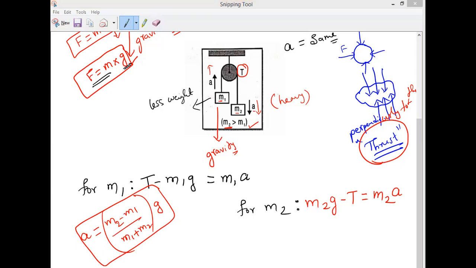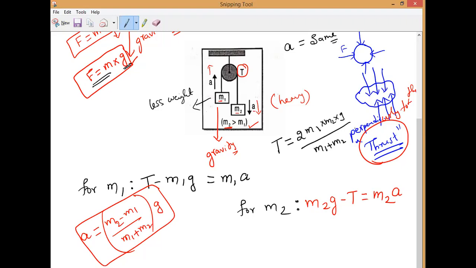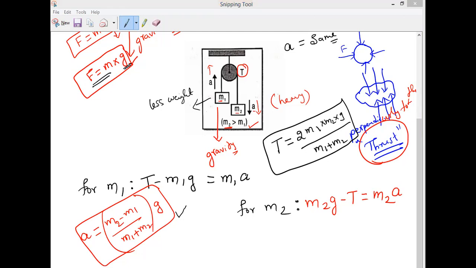In the same way, if you want to find the tension, the formula is T equals 2 into M1 into M2 into g, divided by (M1 plus M2). This is the formula for calculating tension. Understood, everybody? Please note it down. This is the acceleration formula in the case of pulleys, and this is the tension formula when two bodies are attached over a simple pulley.